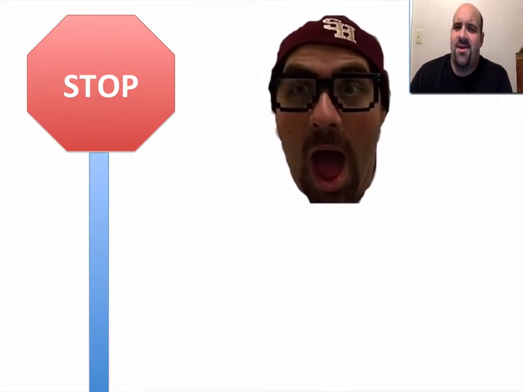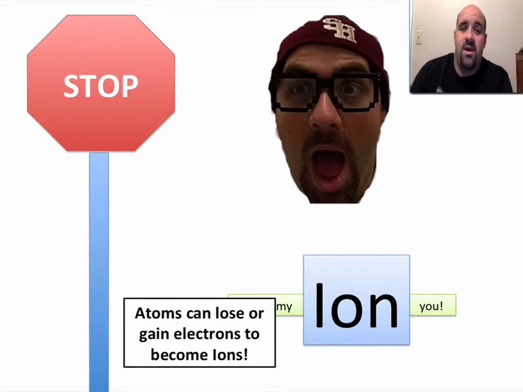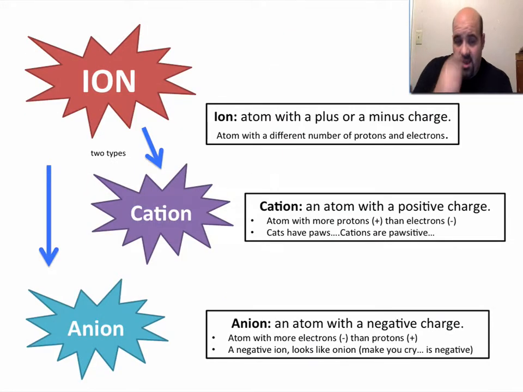So today we're going to look at a PowerPoint and a presentation, and we're going to learn about ions in chemistry, and we're going to see some very terrible puns along the way. So an ion is an atom with a plus or a minus charge, because an atom can gain or lose electrons, and when it does so, it becomes electrically charged, and we'll see what we mean in a second.